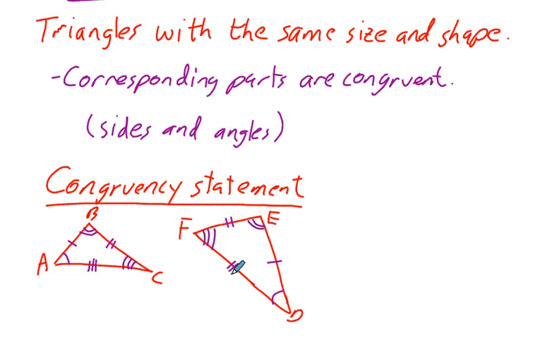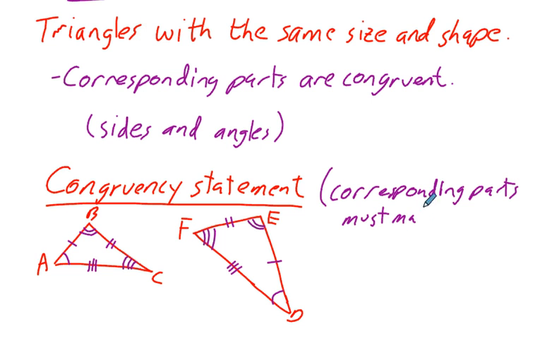And when we write our congruency statement, corresponding parts must match. All right, so what that means is if I state triangle A, B, C is congruent, so there's my congruent symbol. If I look at my second triangle, which angle from the second one corresponds with angle A? So that would be D.